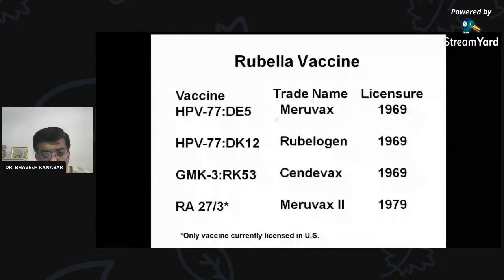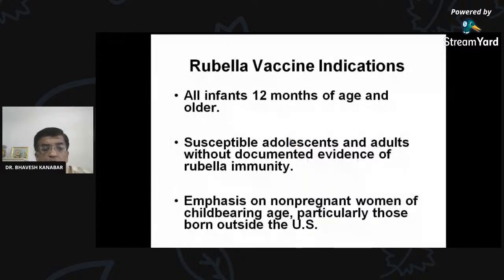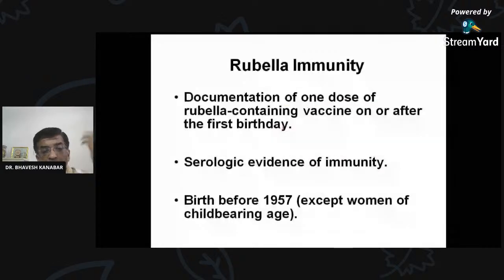These are different vaccine trade names for the rubella vaccine. No need to remember those trade names. Rubella vaccine is given to all infants 12 months of age or older. It is given before 12 months also, so just forget about this 12 months. It is given at 9 months and between 16 to 24 months. No need to remember here also. Two doses of rubella can give lifelong immunity. No need to go into this detail.